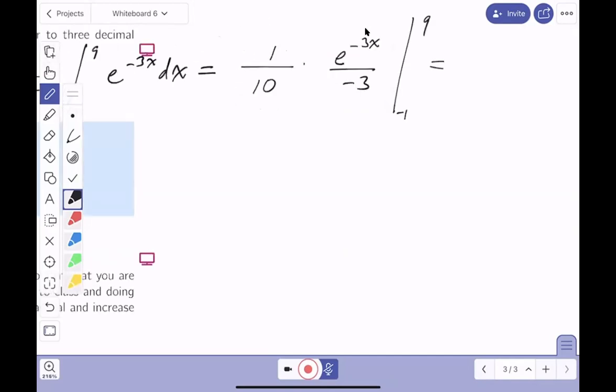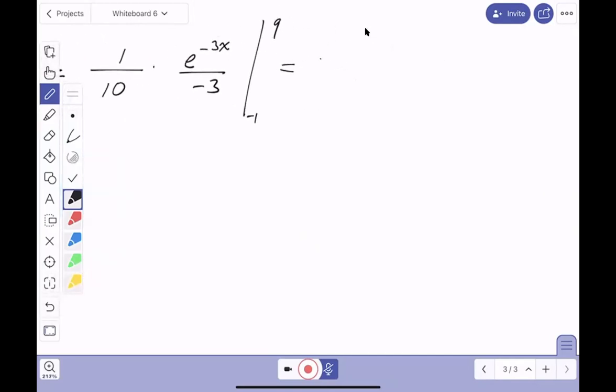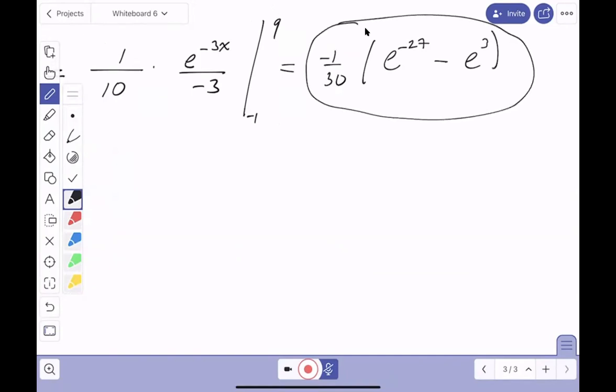Right, I want to get full credit. So I'm seeing -1/30 times e to the minus 27, and it's going to be minus e to the 3. If this is your answer, you'll get full credit. I want to simplify it though.